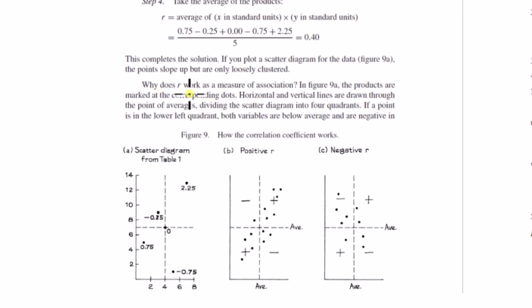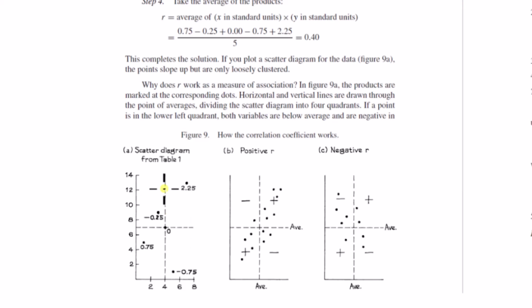Okay, so now why does R work as a measure of association? In figure 9a, the products are marked at the corresponding dots. So here are the products of the standard units corresponding to each data point. This is the data point 1, 5, and the product of its standard units was 0.75. Now horizontal and vertical lines are drawn through the point of averages, dividing the scatter diagram into 4 quadrants.